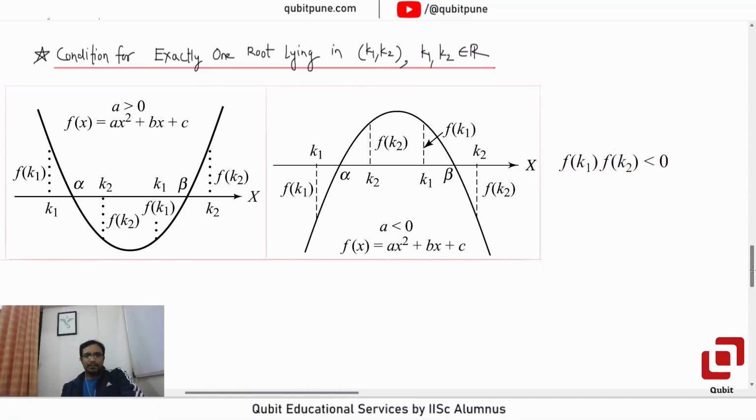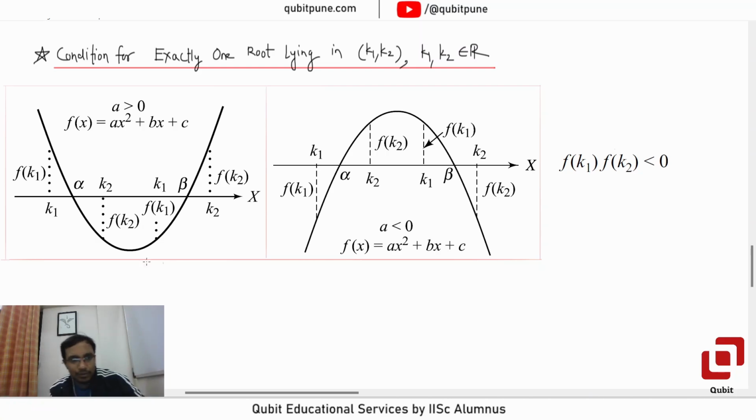Now we can come up with as many situations as we want. Here are some standard situations. The next condition is for exactly one root lying in the open interval k1, k2, where k1, k2 are real numbers. Now we can collectively come up with a condition here.